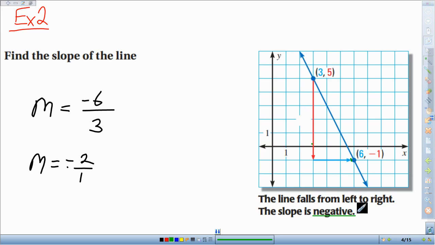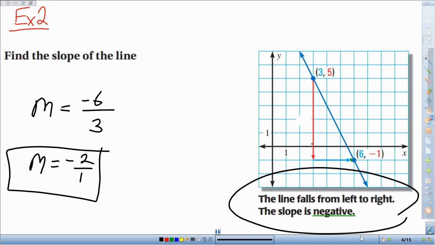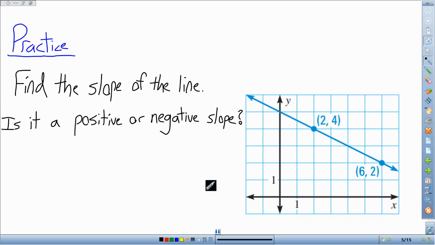We should have assumed that this was going to be a negative slope, a negative number, and that's exactly what we got. If we didn't get a negative number, then we would be able to find our mistake there. So make sure you get this little note in your notes. With that, I'm going to have you guys try out one of these. Same thing, I'm asking you to find the slope, and then I want you to tell me whether this is going to be a positive or a negative slope. Actually, I want you to answer that first.